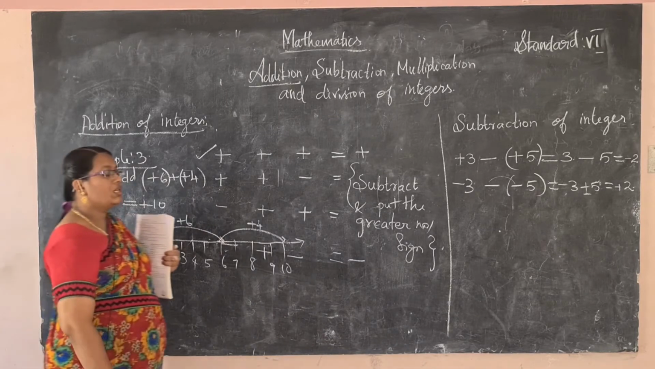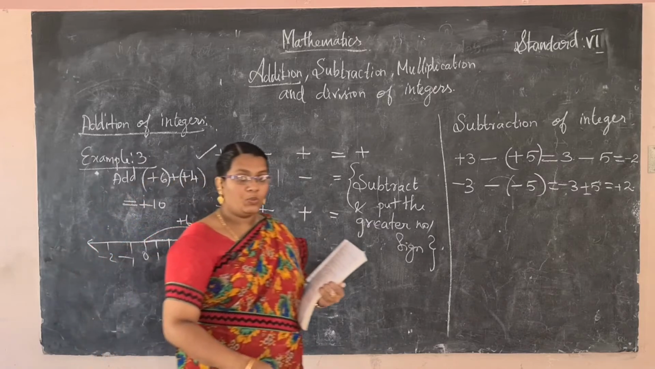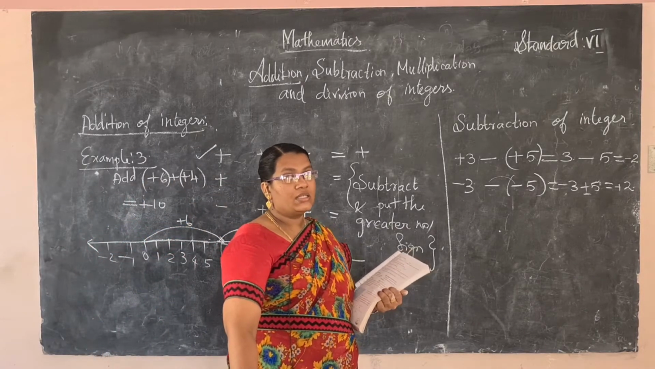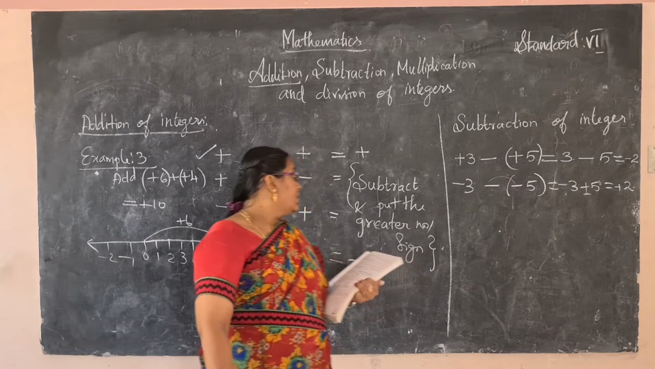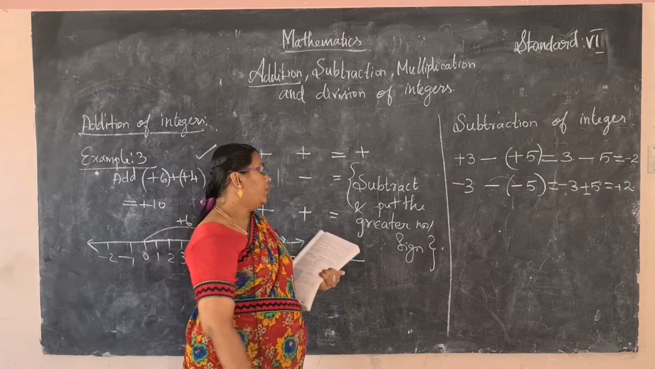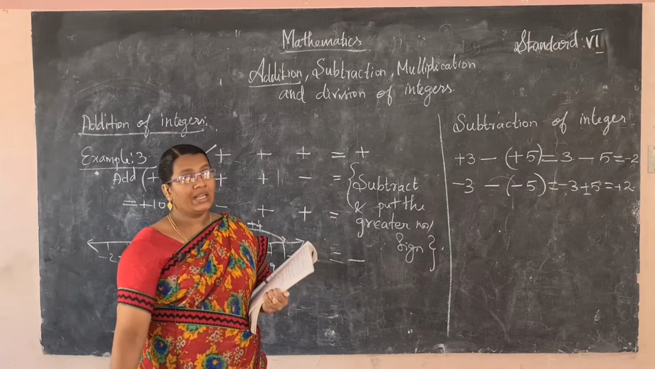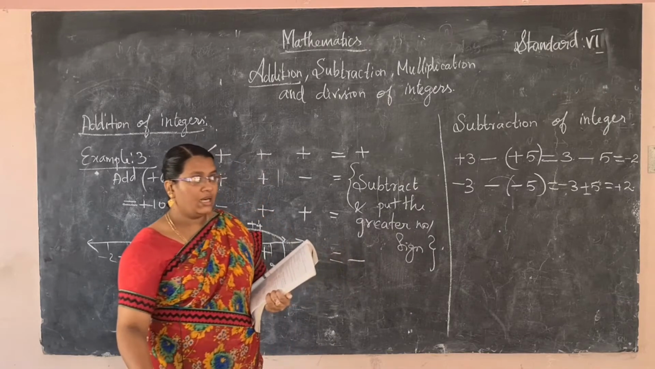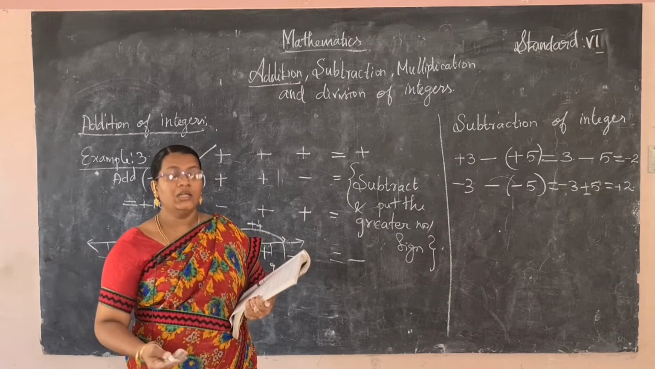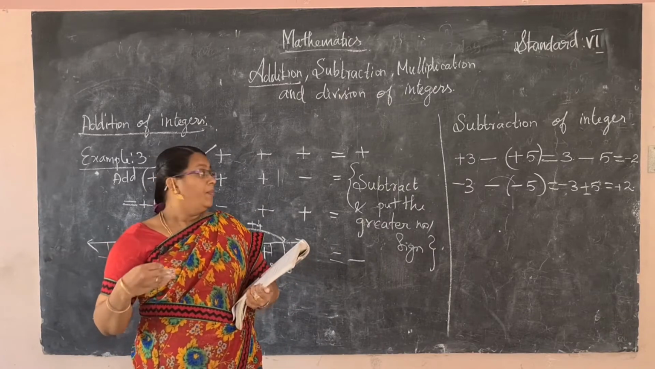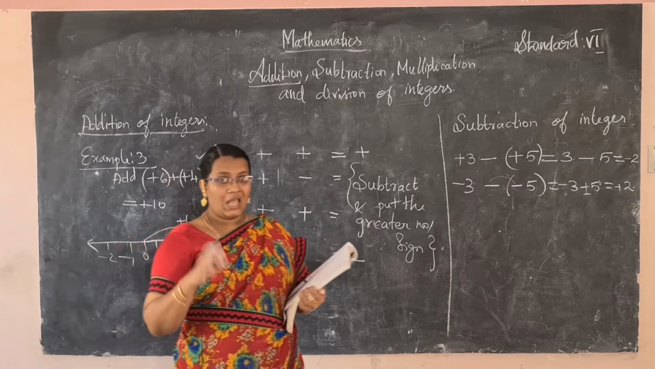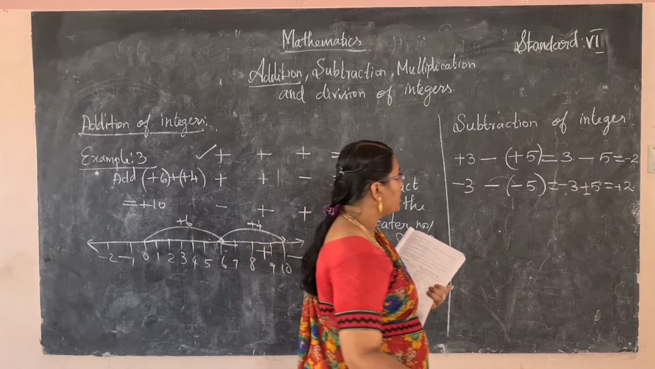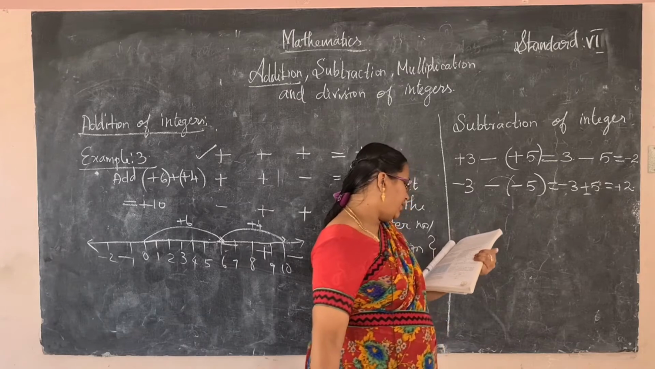So what is the rule of addition? Add two positive integers, we get a positive integer. Two negative signs in a problem, what do we do? Two negative numbers are added or two positive numbers are added, put the same sign and add. Add and put the same sign. That's it. See another example.